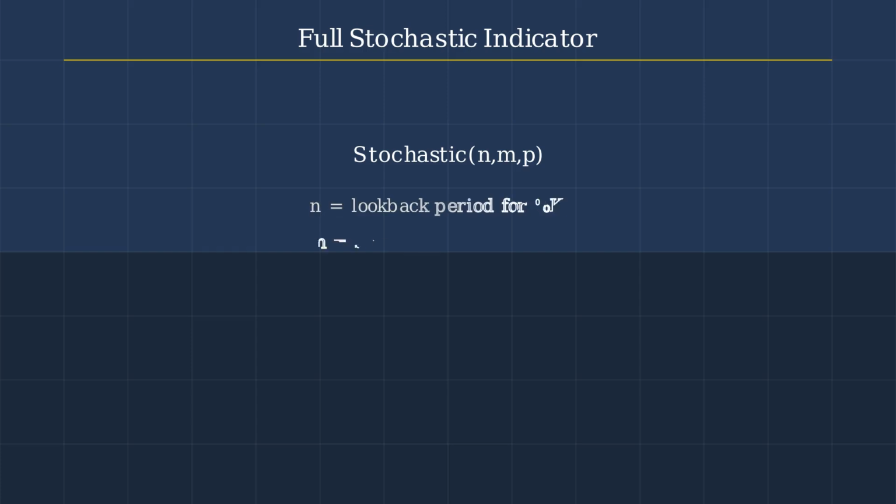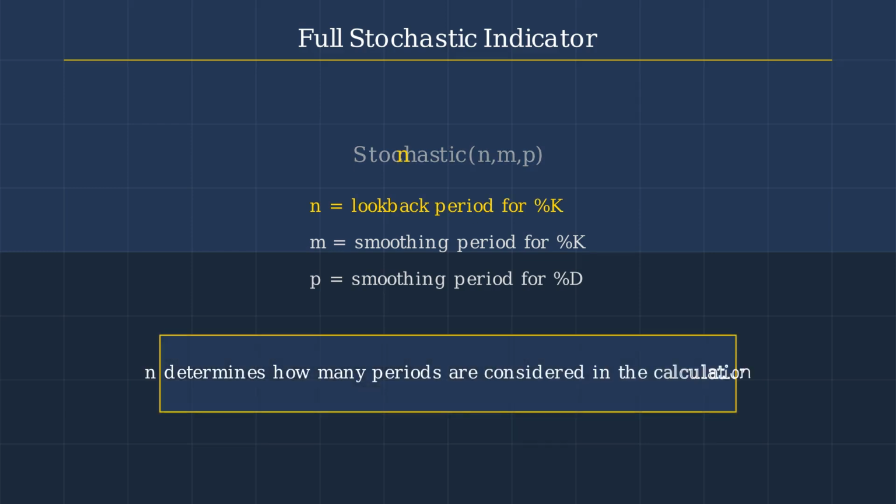The full stochastic indicator builds upon the standard stochastic by adding a third parameter, giving traders more control over sensitivity. It's expressed as Stochastic N-M-P, where each parameter serves a specific purpose in the calculation. The N parameter represents the look-back period for %K, determining how many price bars are considered in the calculation. The M parameter applies smoothing to %K, creating a less volatile signal by averaging the raw %K values. The P parameter determines the smoothing period for %D, which is a moving average of the smooth %K line.